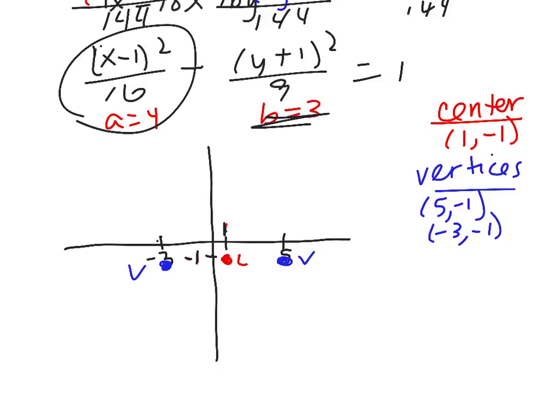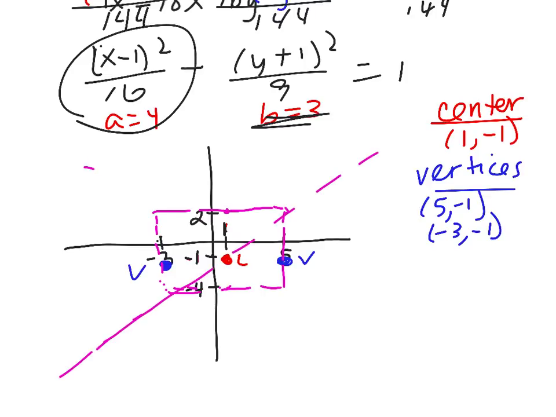All right, so now I need the box. I'm going to go up 3. So up 3 puts me at 2. Remember, this only helps with the box. And down 3 puts me at negative 4. Okay, so draw your box. You could even draw this dotted, because you wouldn't see the box when you draw this. Draw in your diagonals. Now you could draw the branches. The branches are going to go towards your asymptotes. So like this.